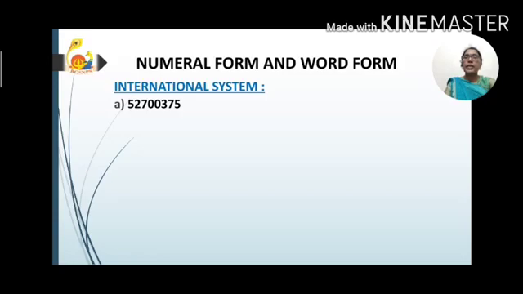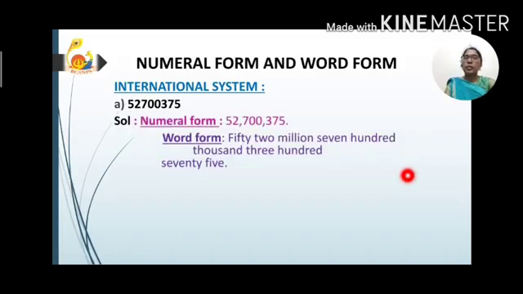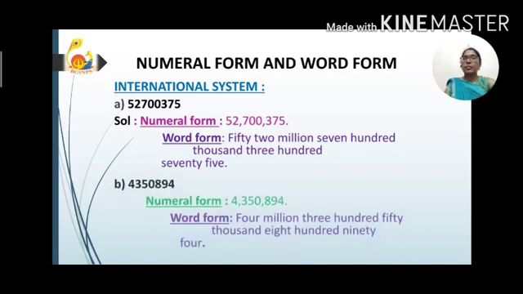Now here the number is 52700375. Now here this is the numeral form and this is the word form. Now here, you have to move from right hand side to left hand side. After every 3 digits I told to place comma in the case of international system, right? Now how to read? You have to move from left hand side to right hand side. Here what is the number? 52. 52 is in which period? Million period. So 52 million. Now what is the number here? 700. 700 which period? Thousands period. 375. Is it clear? Let us see one more example.